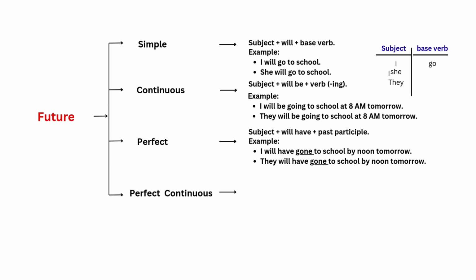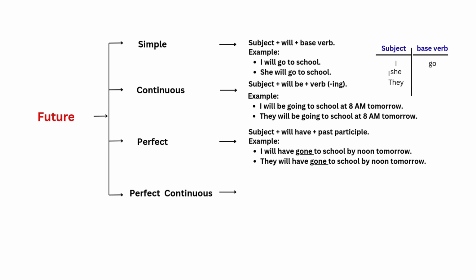Here, I is the subject. Will have is the auxiliary verb. Gone is the past participle of the verb go. To school is the object. By noon tomorrow specifies the deadline by which the action will be completed.